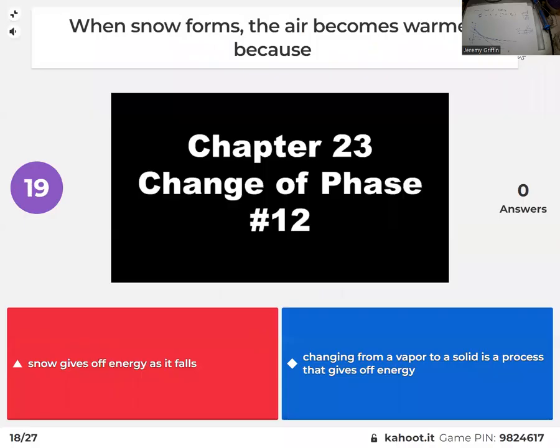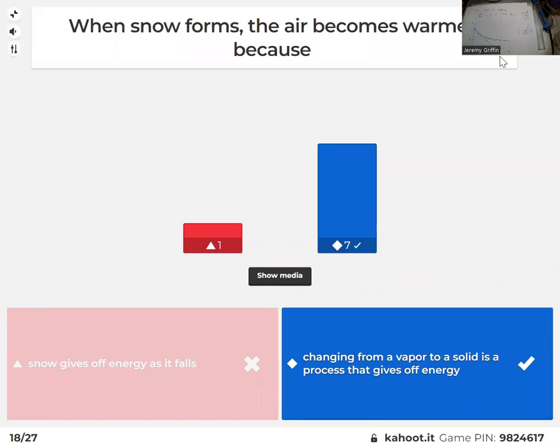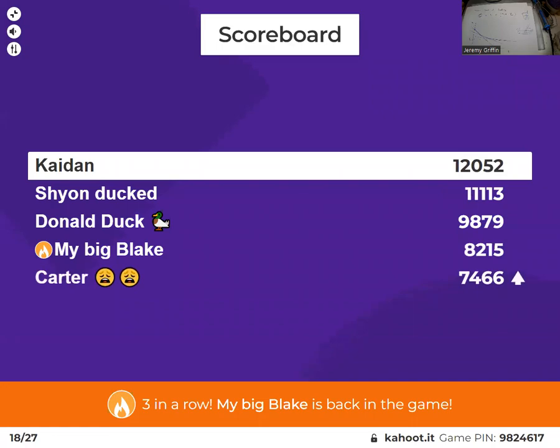When snow forms, air becomes warmer because... Yeah, changing from a vapor to a solid, a process that gives off energy. Right? That's that exothermic process that we were just talking about. Okay? So change phase to something colder, you give away heat energy to do that. The surrounding environment warms up a little bit.